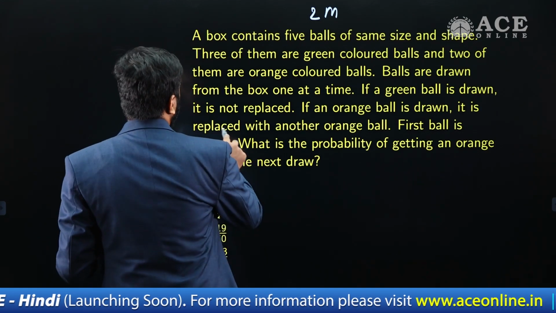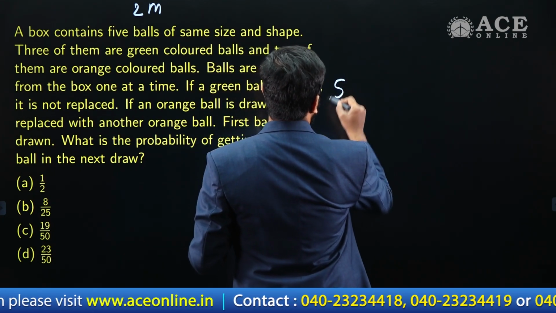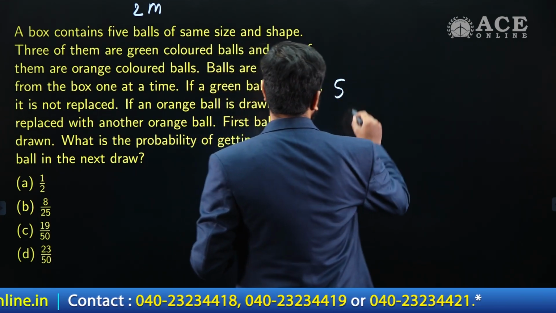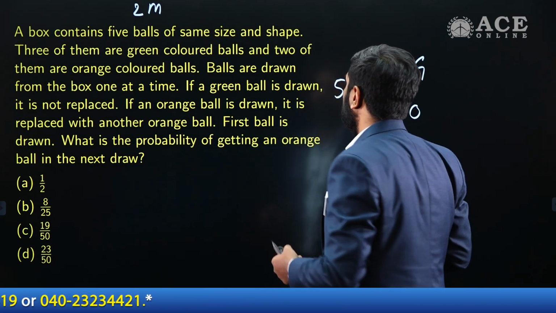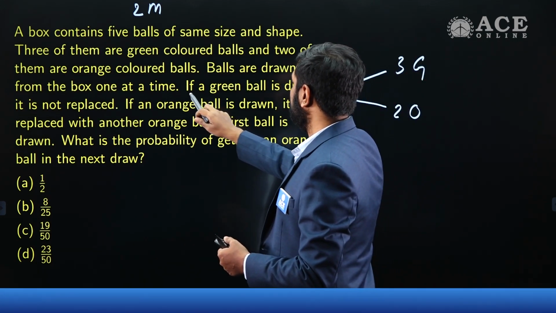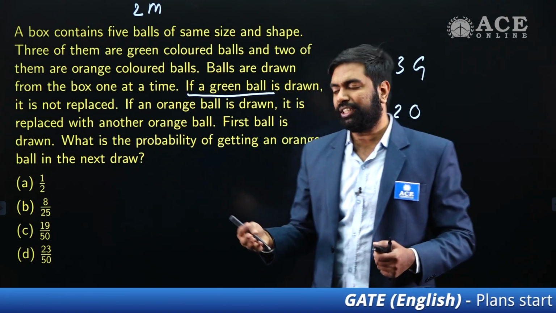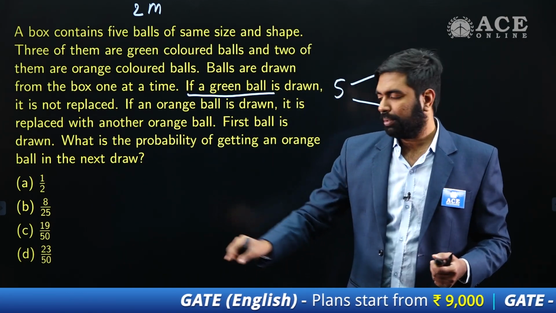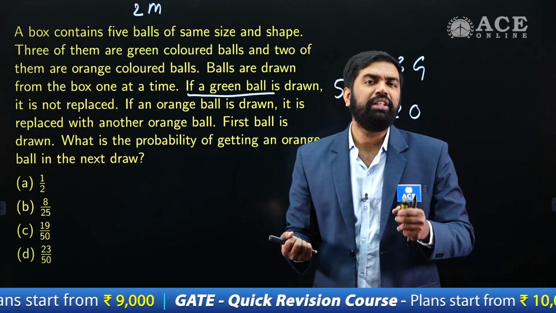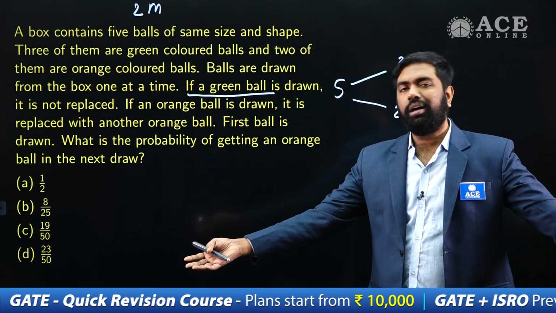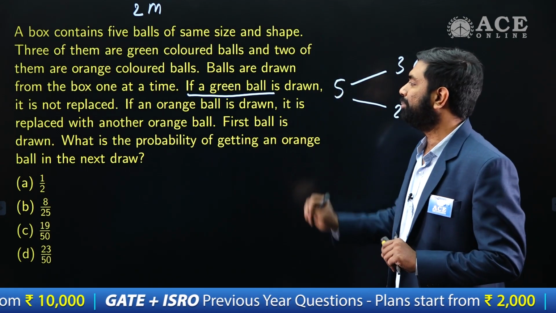So let's look at the total objects in this box. The total objects in this box are 5. Now among this 5, 3 are green and 2 are orange. Now he gave some keywords like, if green ball is drawn, it is not replaced. What is the meaning of this? So let's imagine that there are 5 objects. Suppose you have randomly drawn one object, and if it is found green, what we are doing is putting this aside. That means the objects that are left over are 4, right? Because you have put this aside. That's how the description is given.